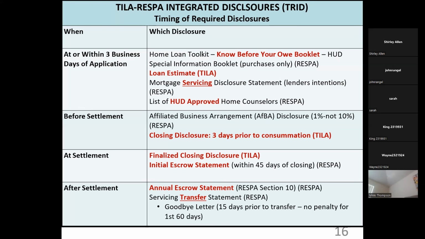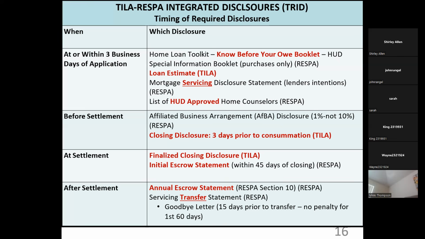Also, at settlement, you get the final closing disclosure, also a TILA document. That means that everyone has agreed upon the figures. Then the initial escrow statement has to be given. It could be given right there, or it could be sent out in the mail. RESPA says you've got 45 days to send out the escrow statement.